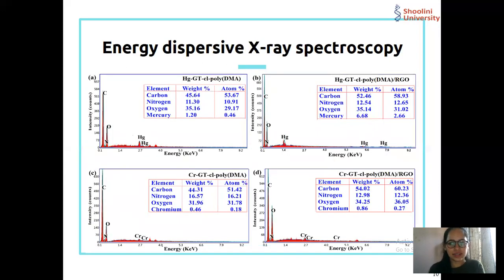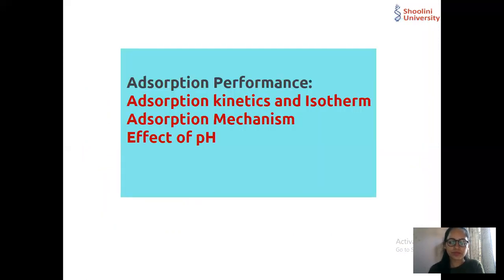Next is the EDS study, which is basically an elemental study, which shows the successful adsorption of metal ions inside the hydrogel matrix. And in the case of composites, the high weight percent of carbon confirms the successful incorporation of RGO inside the hydrogel.